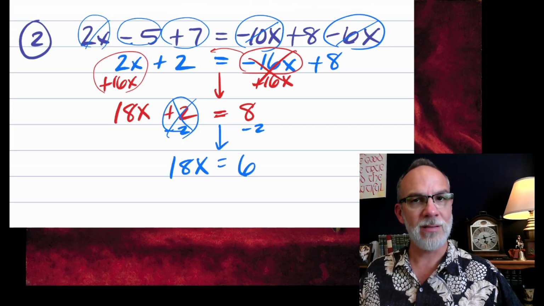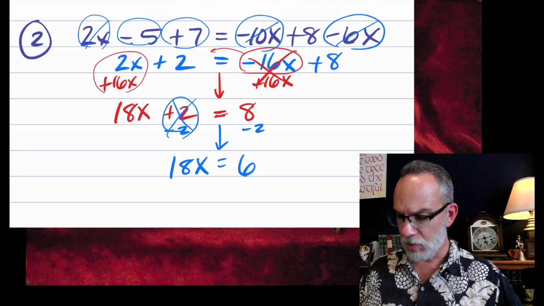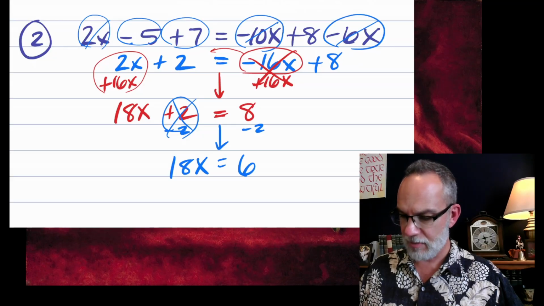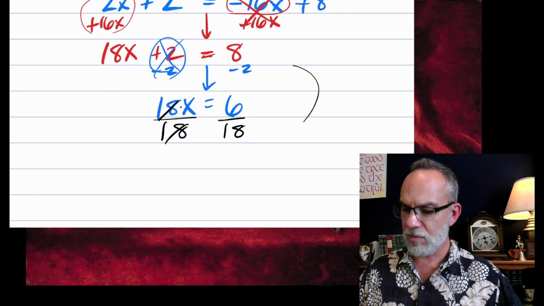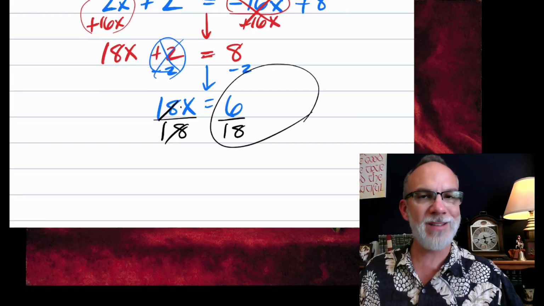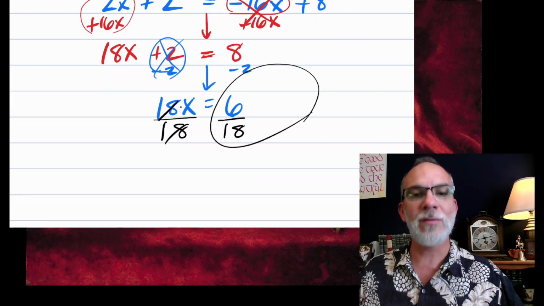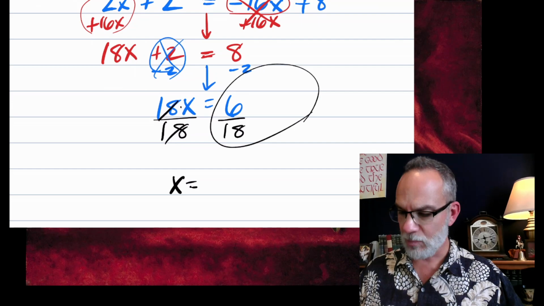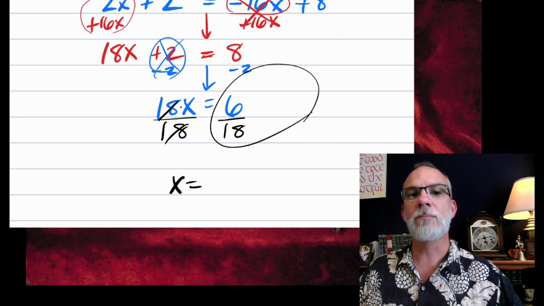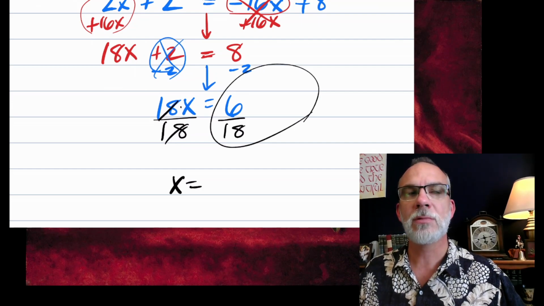Don't abandon the algebra. How do I undo multiply by 18? Well, you divide both sides by 18. Divide this by 18 and divide that by 18. And now this cancels. And now can you see what that's going to be? That's not 3, although there's a 3 involved. x is equal to, can you reduce those? Both of those are divisible by something. What are they divisible by?